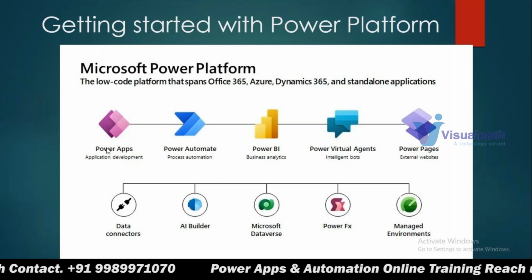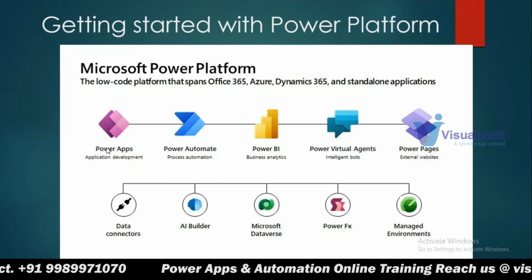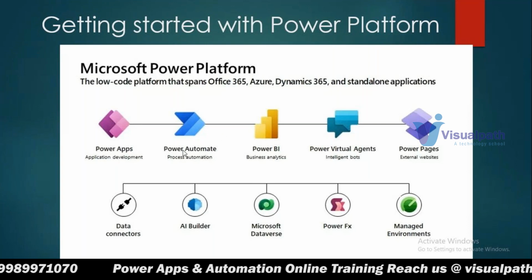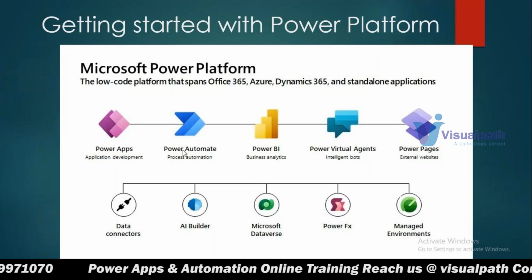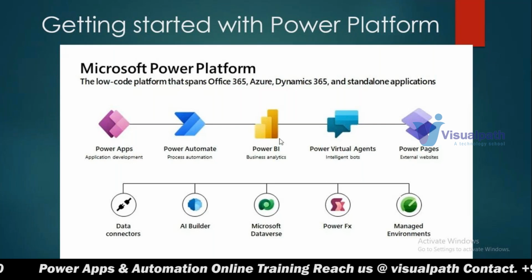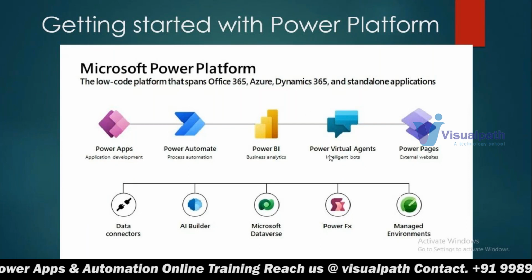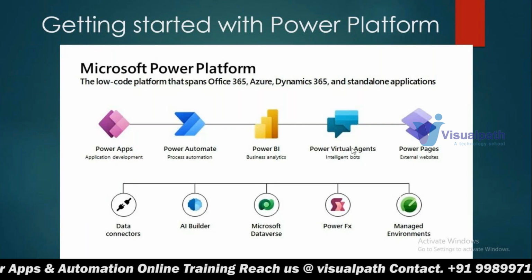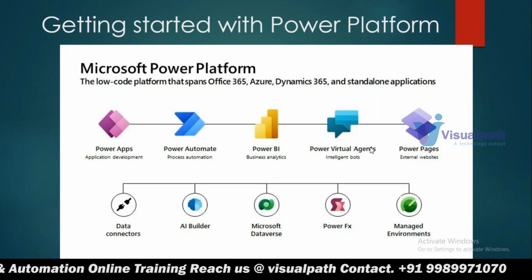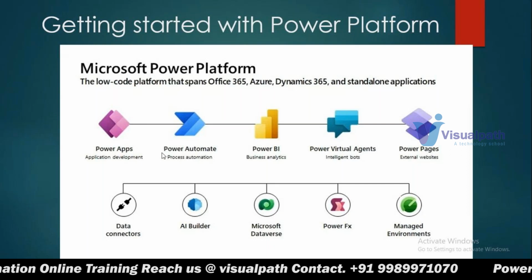There are keywords to understand these technologies. Power Apps means act on data. Act is the keyword. Power Automate, automate is the keyword. Automate what you are doing. Power BI, analyze is the keyword. Power Virtual Agents, assist is the keyword. And Power Pages, as I said, was part of Power Apps only.